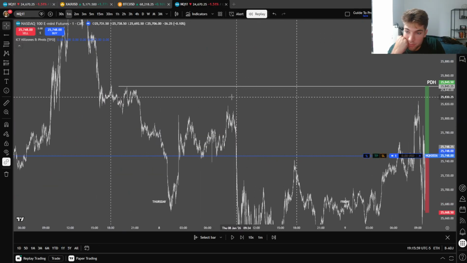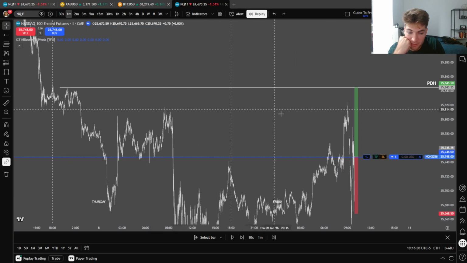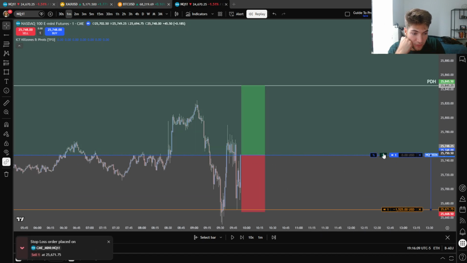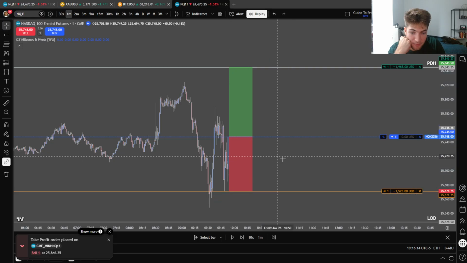No point in putting them anywhere else. Sure, we could extend, take profits up here, but let's just not do that because it might hit, might not hit. I don't know. But we'll put our stops there, risking about 1,500 to make 2K. Seems like a pretty good deal to me.